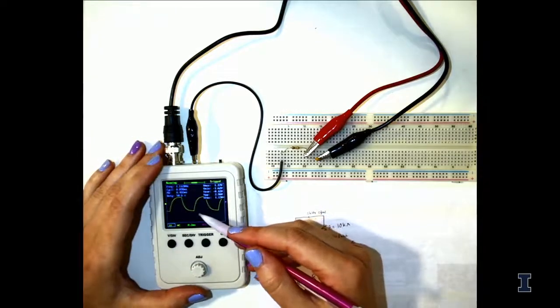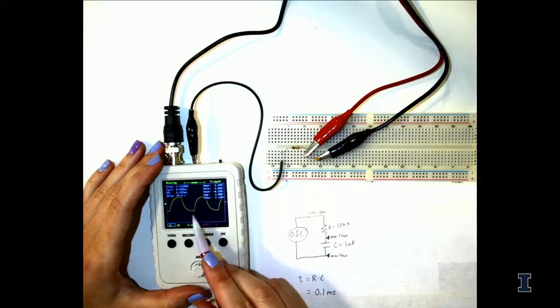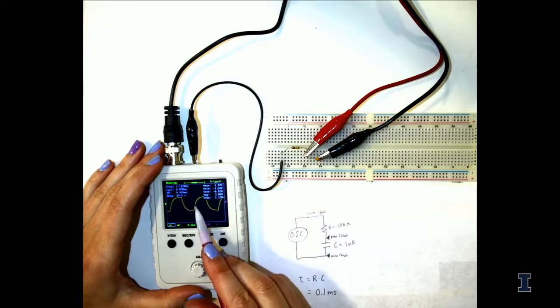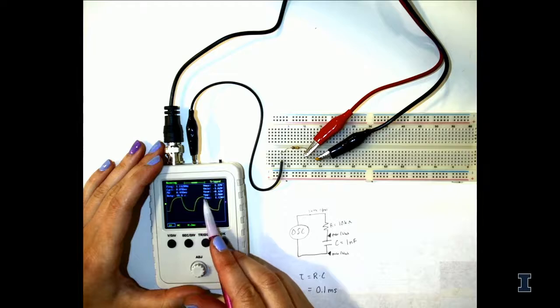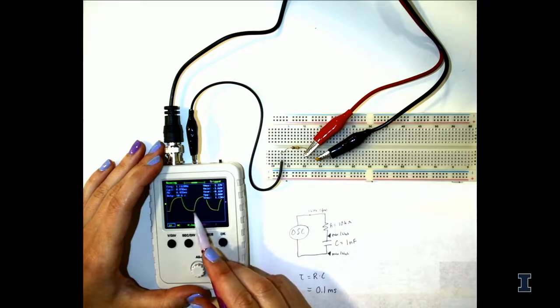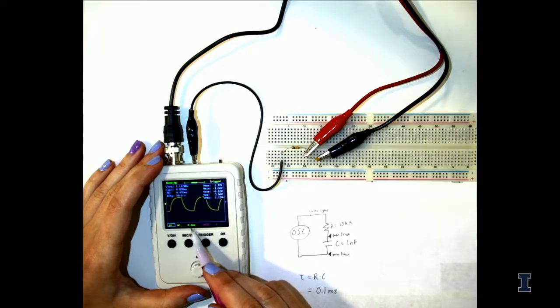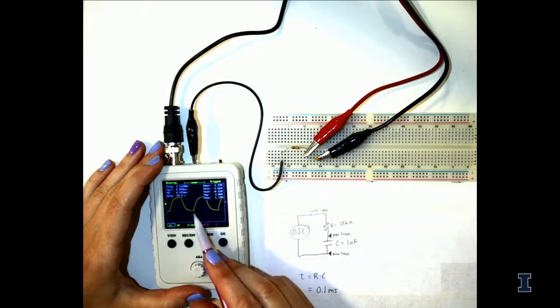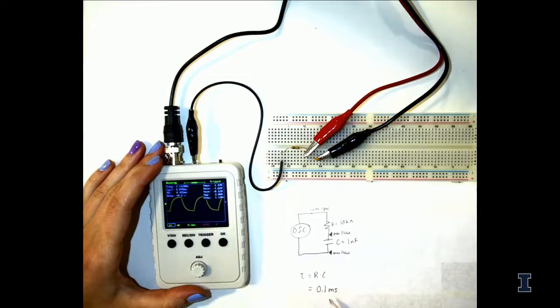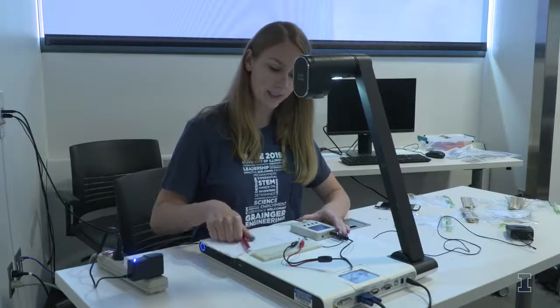So if we go back to the oscilloscope, you'll notice that from the lowest value to around 60% of the peak value is around half of a block away. Our time scale is 0.2 milliseconds, so half of that is 0.1 milliseconds, and we can confirm that the time constant matches what our theoretical time constant was. All right, so this is a good example for using the oscilloscope in your classroom.